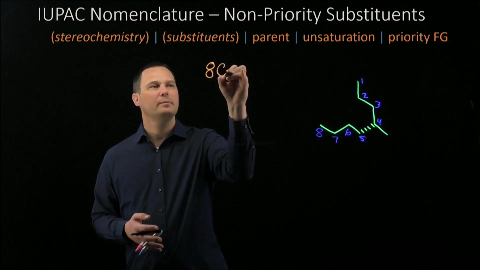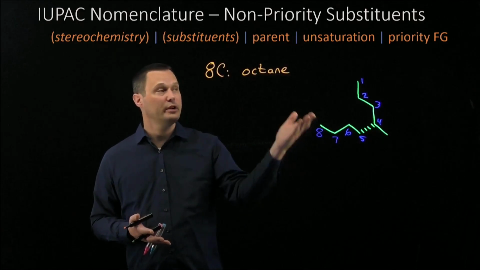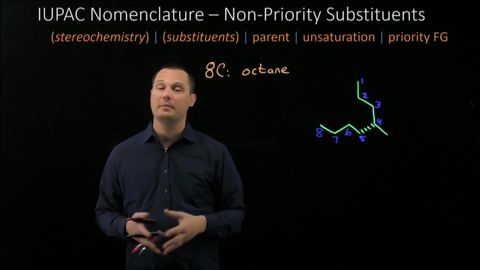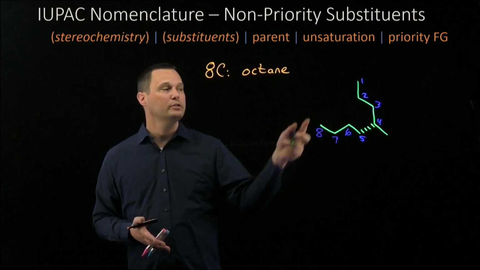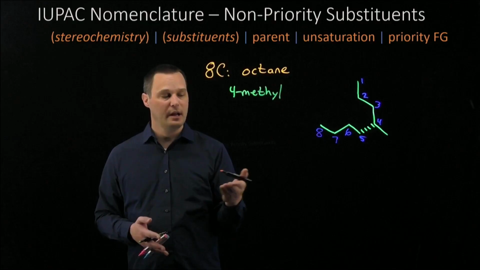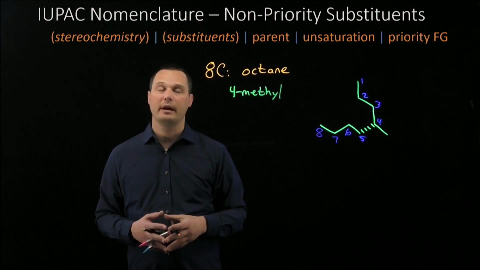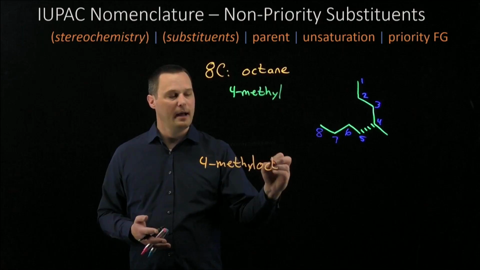With 8 carbons, the parent name for the 8-carbon hydrocarbon is octane. With no unsaturation or no priority functional group, the parent name stays as the base octane. The next step is to list all the substituents and their locations. At carbon number 4, we have a methyl group. Then we put the substituents in alphabetical order, followed by the name of the parent hydrocarbon. So we'll start with 4-methyl and run that right into the parent name, octane.